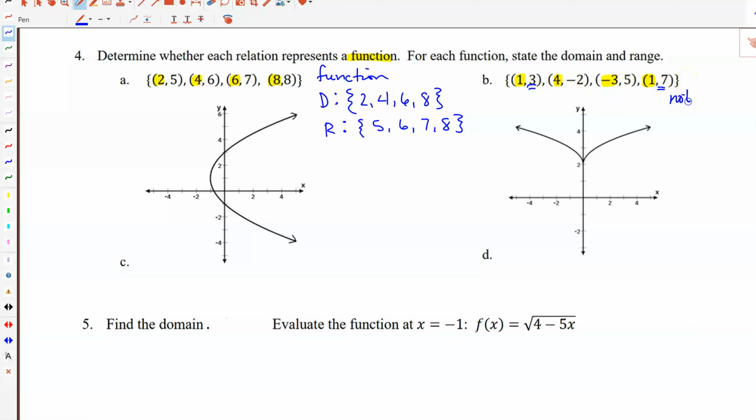You cannot have the same x coordinate paired with more than one y coordinate. So this one is not a function. And because of that, I will not need to find the domain and range.